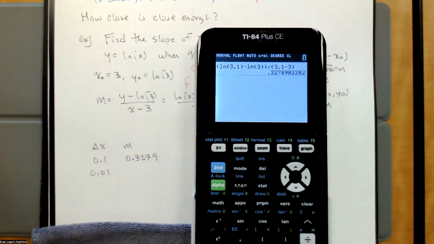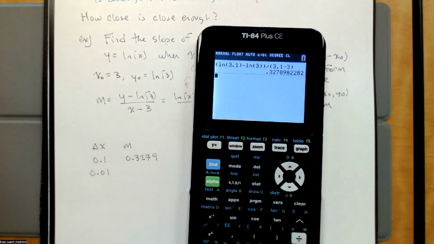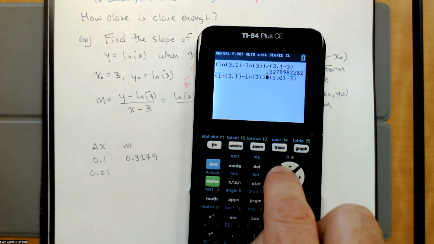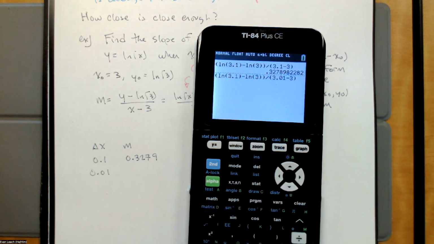And let's see what that looks like on our calculating machine. I don't want to type it all over again. I'm going to insert a 0 there and then insert a 0 there. So now both are going to be a 0.01, and we get 0.3328.